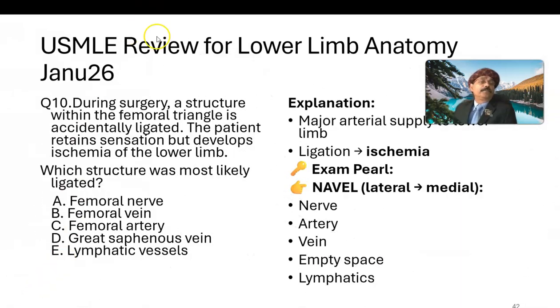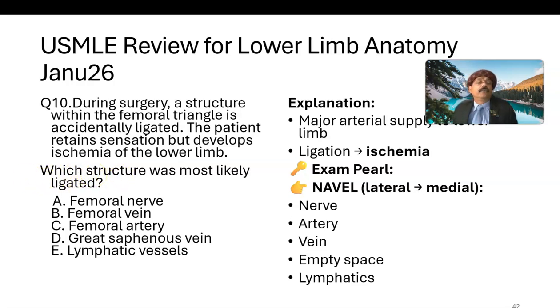Question number 10. During surgery, a structure within the femoral triangle is accidentally ligated. Patient retains sensation but develops ischemia of the lower limb. Which structure is most likely ligated? Femoral triangle. What structure is ligated? Patient has no problem in sensation but develops ischemia of the limb. The major artery supplying the lower limb is ligated, causing ischemia.